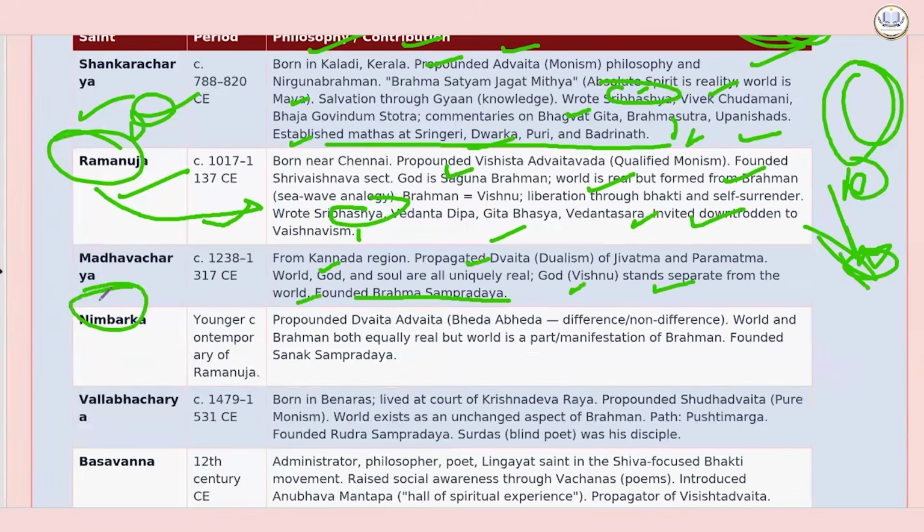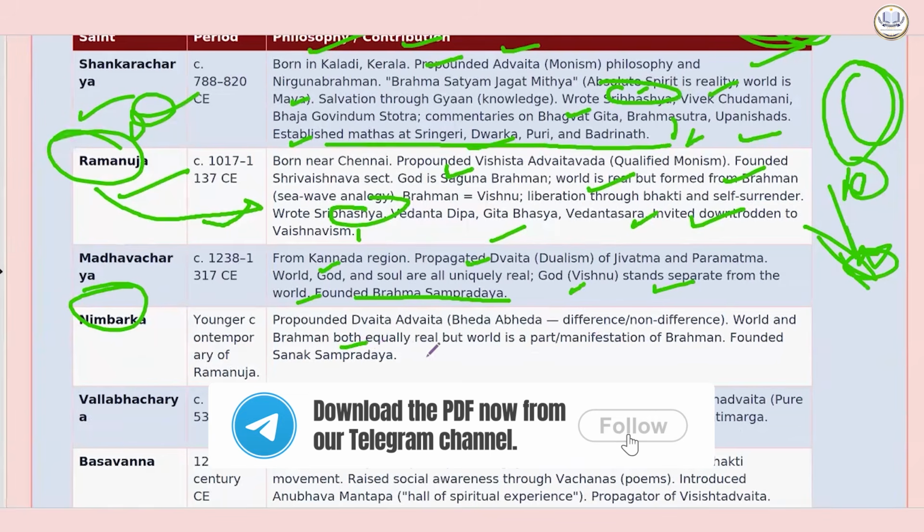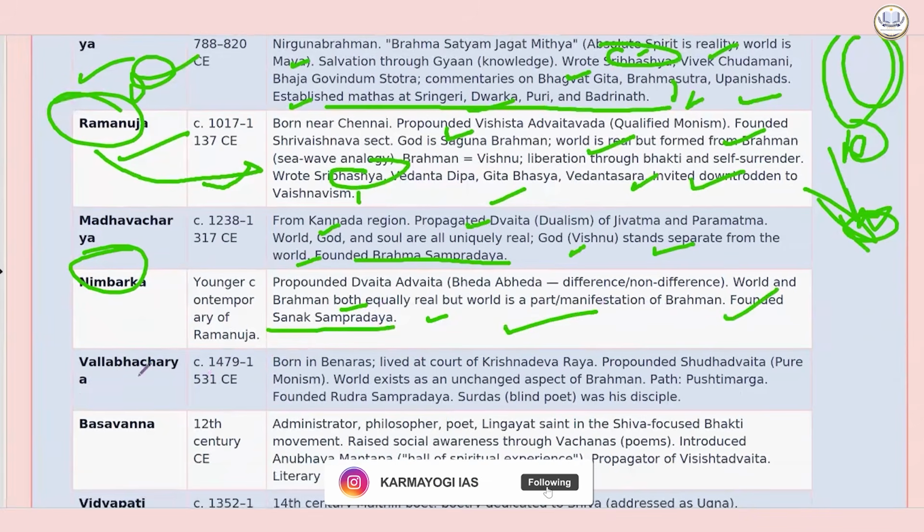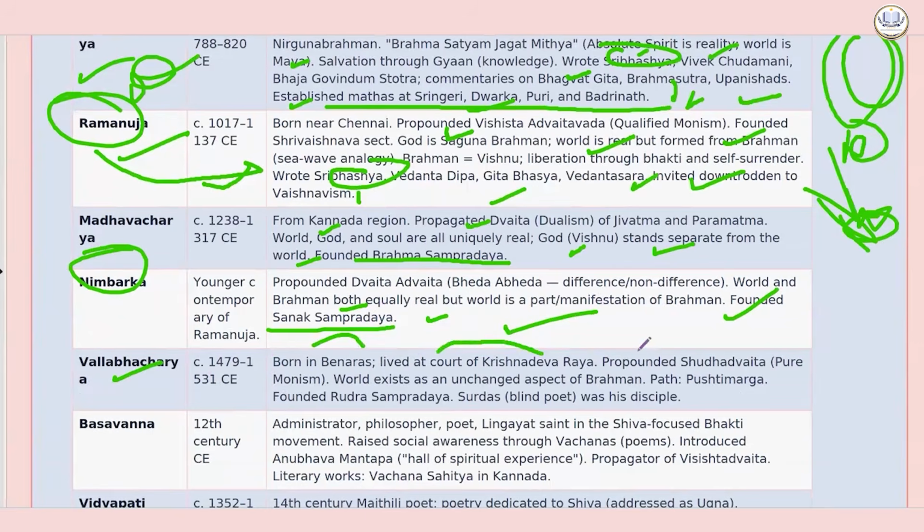And we have Nimbarka, a younger contemporary of Ramanuja, who propounded Dvaitadvaita, the Bhedabheda philosophy. World and Brahma are both equally real, but the world is a manifestation of Brahman. He founded the Sanaka Sampradaya. Then we have Vallabhacharya, born in Banaras, who lived at the court of Krishnadeva Raya and propounded Shuddhadvaita, pure monism. The world exists as an unchanged aspect of Brahman. His path was Pushti Marga, and he founded the Rudra Sampradaya.